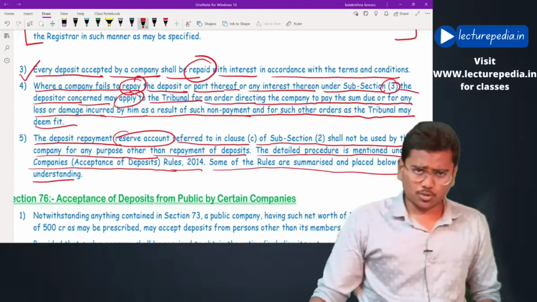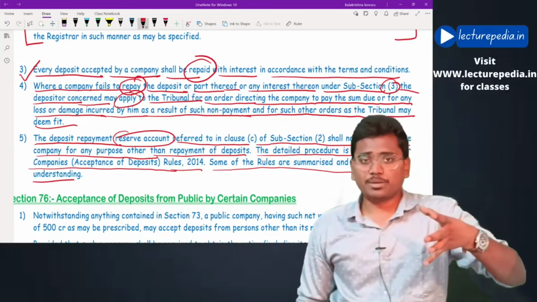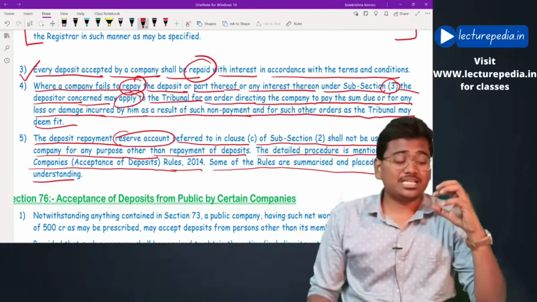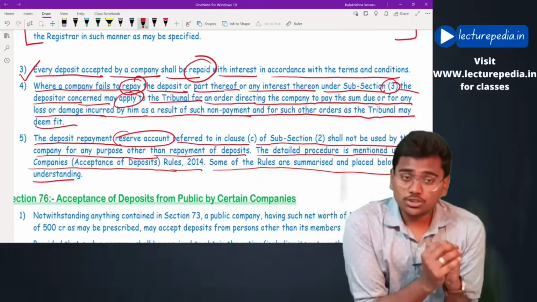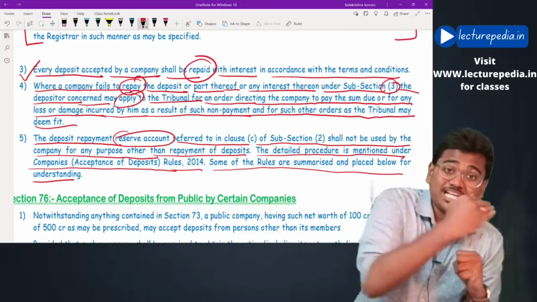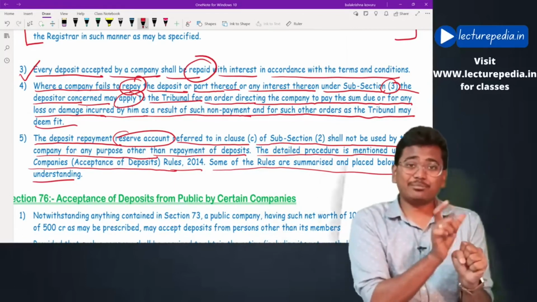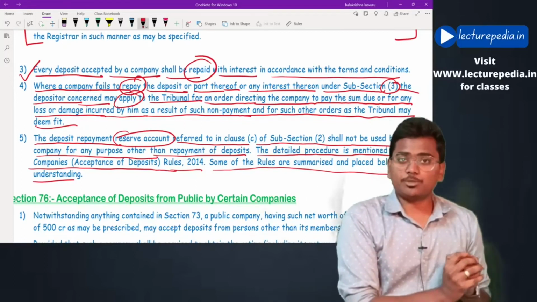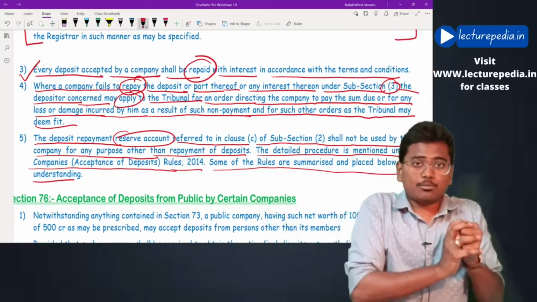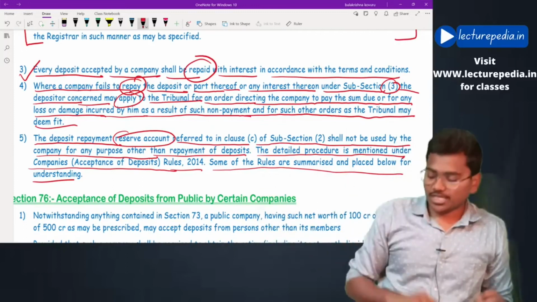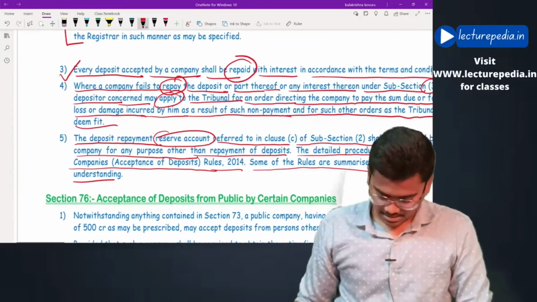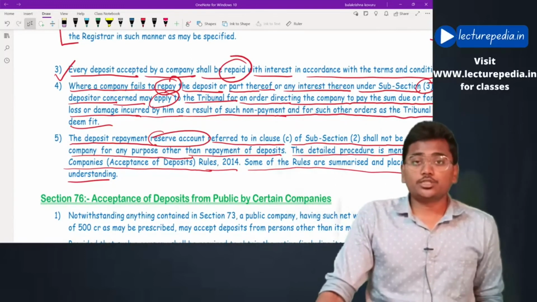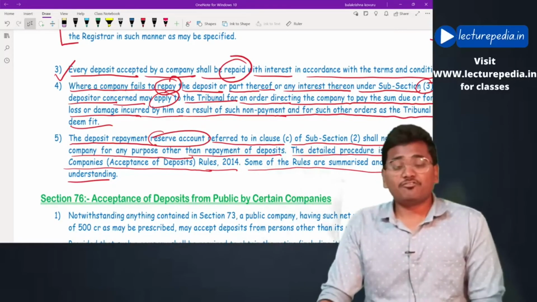Okay, now we have seen that the company should maintain deposit repayment reserve. Now the amount that has been kept in this reserve must be used only for the purpose of repayment of deposits. Because the name itself suggests that it is kept aside for repaying the deposits. You should not utilize this amount for any other purposes. Okay, that was section number 73 relating to raising deposits from members.